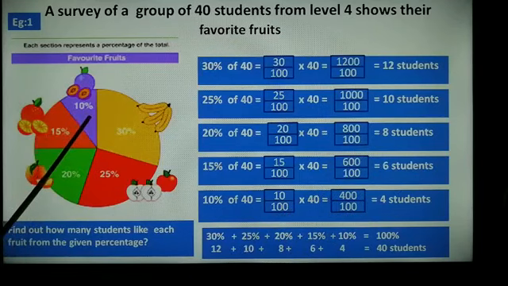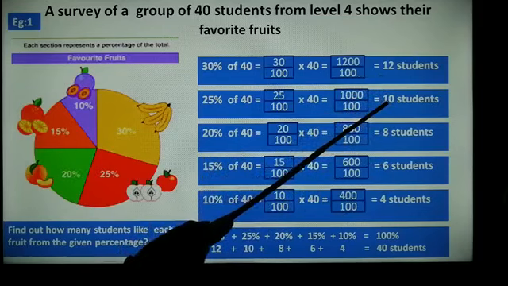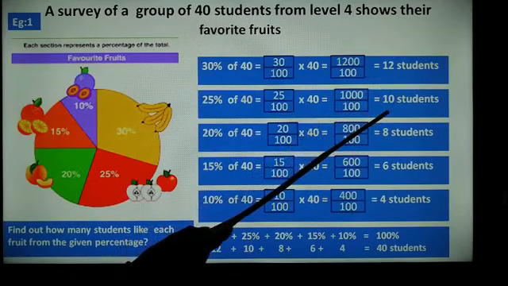The next one, 10%. So 10% of 40 is equal to 10 by 100 multiplied by the quantity 40. Okay, 10 multiplied by 40 is equal to 400 divided by the denominator 100. Cut the zeros, what is left? 4. 4 students like grapes. So we are doing it like this. I didn't write the workings for this one because we already learned in the first term how to find the percentage of a quantity.